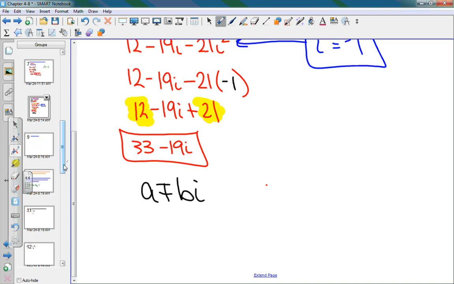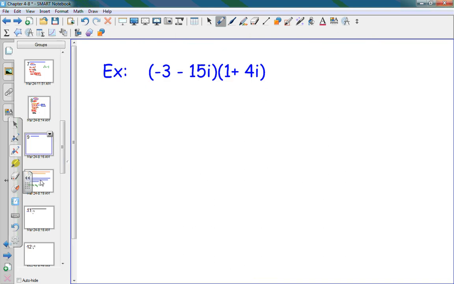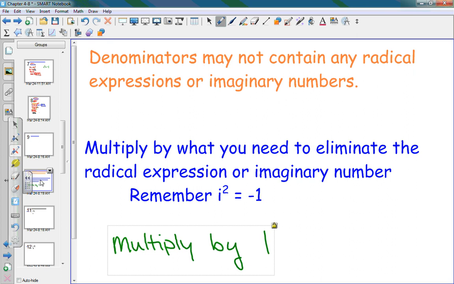Now, we've added, subtracted, multiplied. What's left? We're going to skip this one. What's left is dividing. So, denominators may not contain any radical expressions or imaginary numbers. Meaning, I cannot divide by an imaginary number. So how do I do this problem if I want to not divide by an imaginary number? Well, that means you need to multiply by what you need to eliminate the radical expression or the imaginary number.